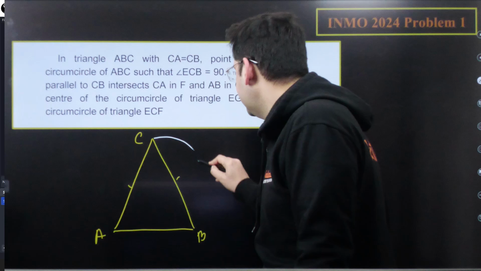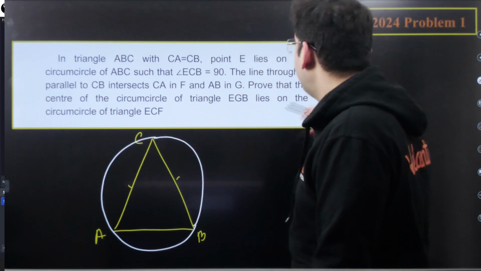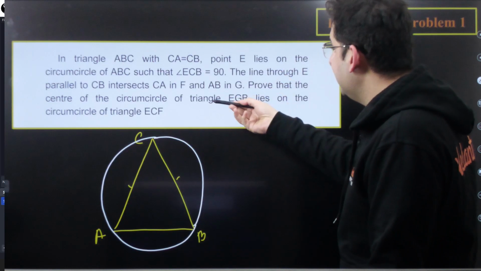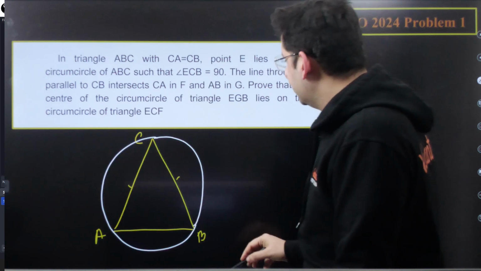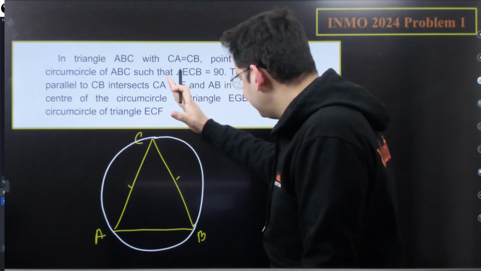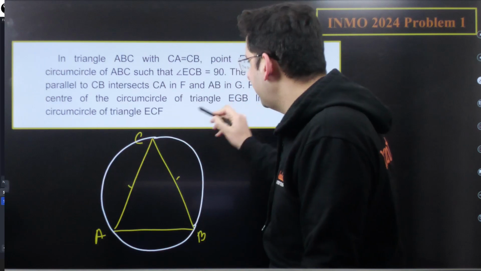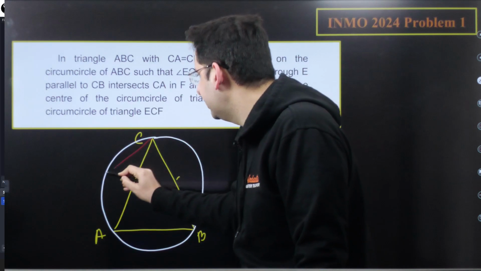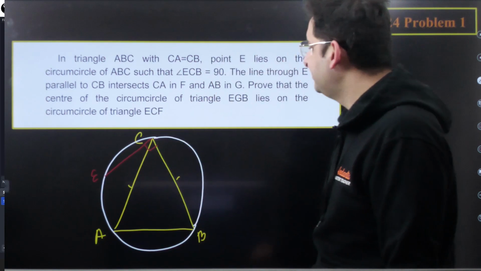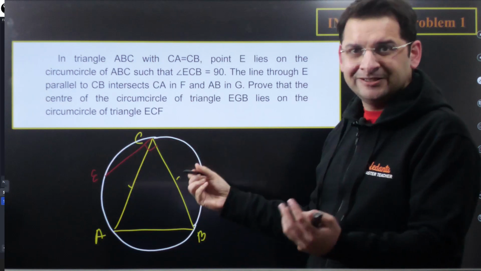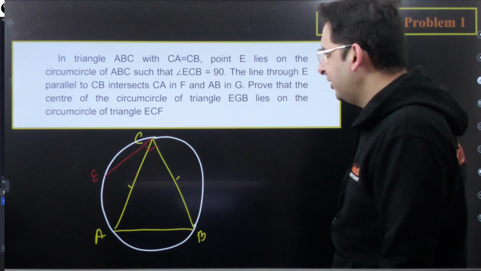So there is a circumcircle, a circle which passes through all the vertices. Point E lies on this circumcircle such that angle ECB is 90 degrees. So what does ECB 90 degrees mean? How do we draw it? EC is perpendicular to CB. So from C, imagine a perpendicular line. If we draw a perpendicular line, this angle is 90 degrees. Done. There are certain implications which we will study gradually, but just to get the context of the problem, we are just drawing a rough diagram here.